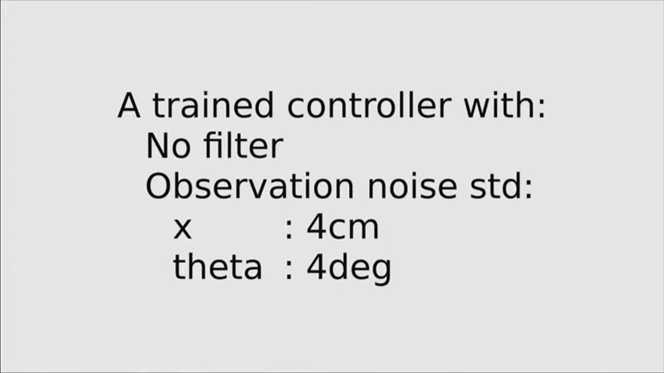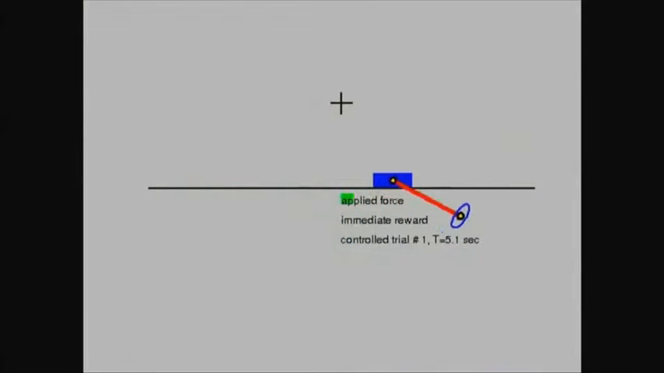So now I'll show you a no-filter controller with significant observation noise. So x, we've got 4 centimeters of uncertainty. And we can see that uncertainty in the end of the pendulum given by that bound, that blue kind of ellipse on the end.